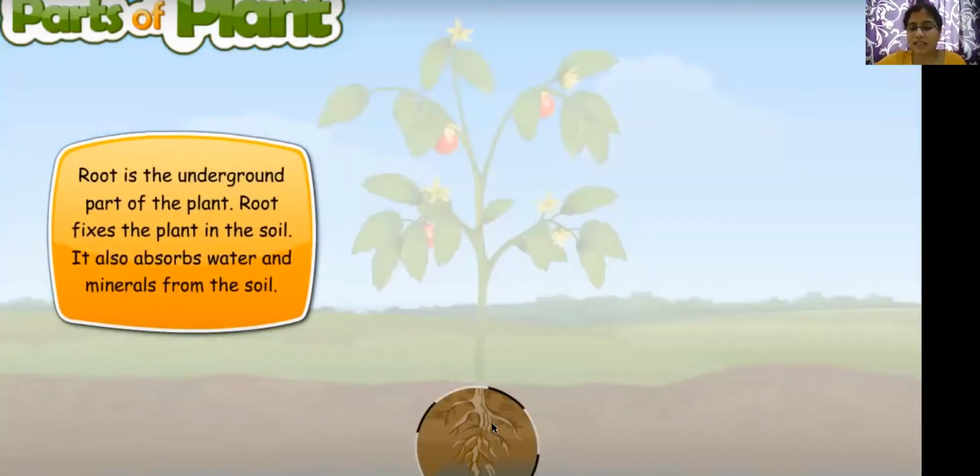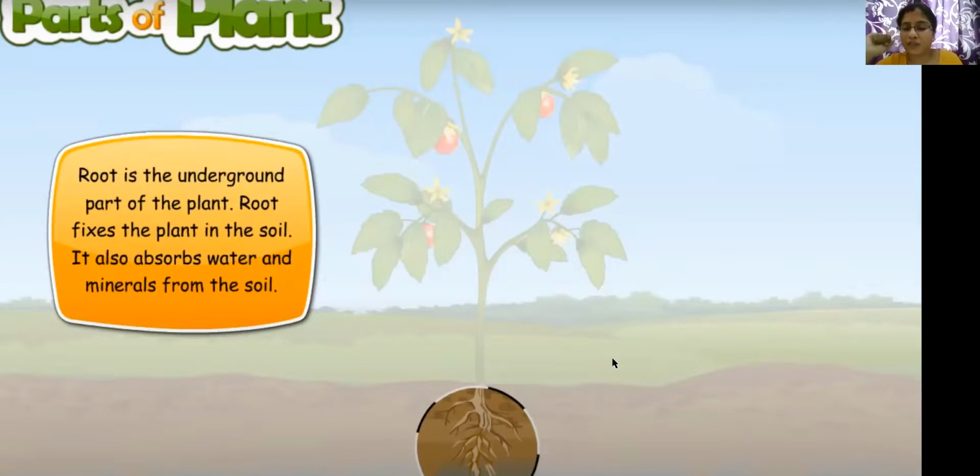First, let us focus on the part of the plant which is below the ground. What do we call that? We call it the root system. So a root is that part of the plant which is under the ground. The root is the underground part of the plant.